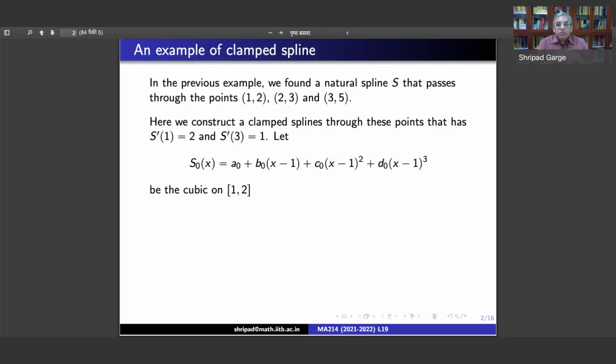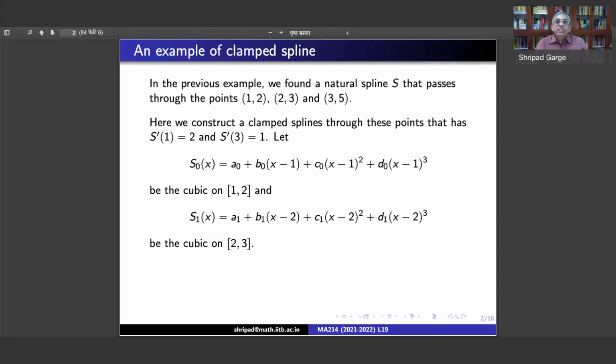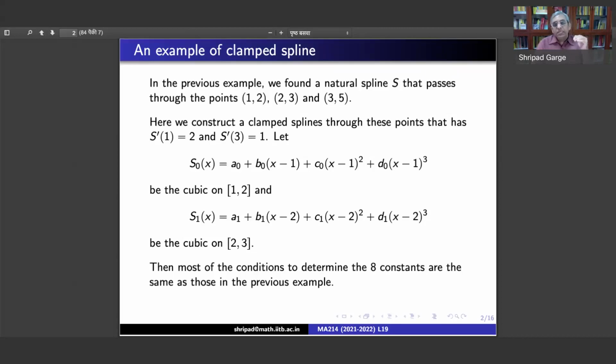So of course, suppose we have the cubic given by S0(x), which is a0 plus b0 times (x minus 1) plus c0 times (x minus 1) squared plus d0 times (x minus 1) cubed. This is the cubic on the interval 1 comma 2, and on the second interval, 2 comma 3, we have the corresponding cubic S1(x), given by the coefficients a1, b1, c1, d1. Then of course most of the conditions for determining these 8 constants are the same as the previous conditions.